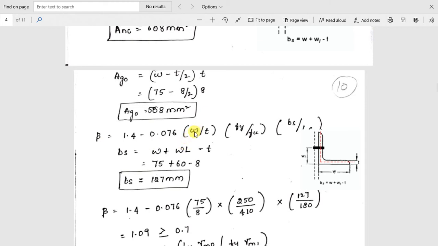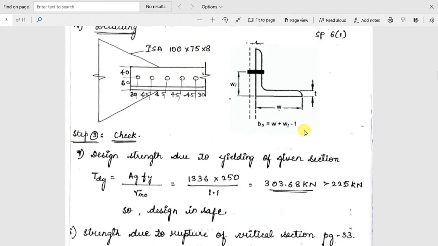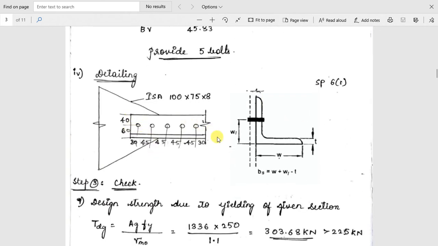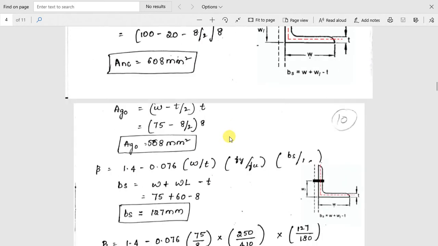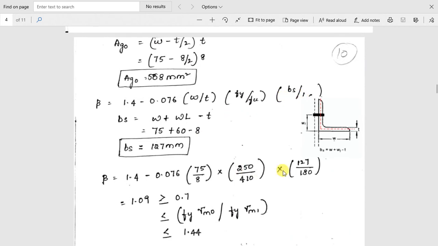So W stands for the length of outstanding leg, that is 75, and T is 8, Fy is 250, Fu is 410. The shear lag width you have to calculate from this figure with taking the help of this formula which is given in page 33, Bs by Lc. Lc is nothing but the distance between the two outermost bolts from this center to this center over here. So it will be equal to 180 in this case. So Lc will be 180.